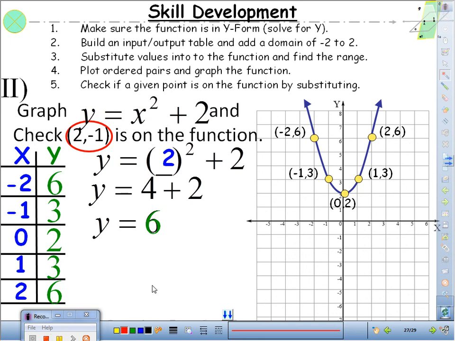So check this out. My homework for tonight is found on page what? 548. Numbers 1 through 27 odds.